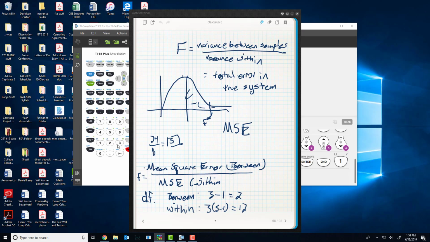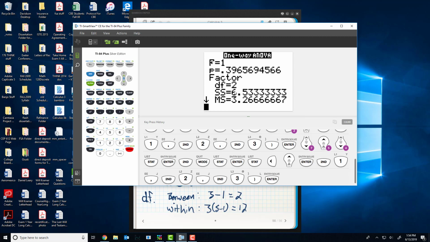So let me back out of that real quick. I've got degrees of freedom, which is 2. Now, just like I said, here's the 2 down here. I don't even have to jump over. Now, the sum of the squares and then the mean squared.